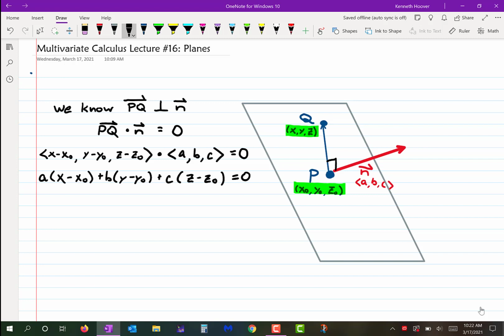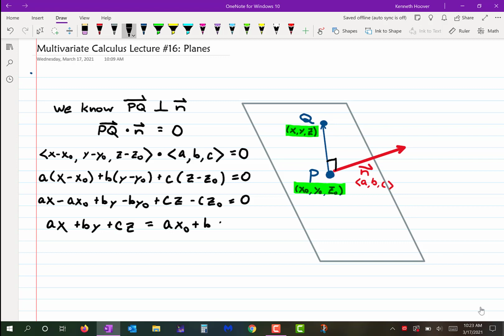All right, let's simplify some more. That means that ax minus ax naught plus by minus by naught plus cz minus cz naught must equal 0, which means that ax plus by plus cz must equal ax naught plus by naught plus cz naught.